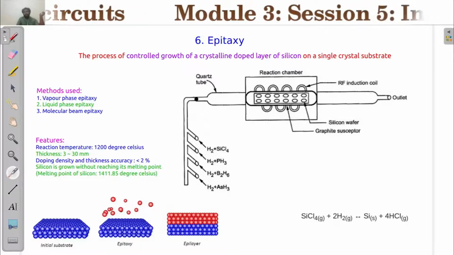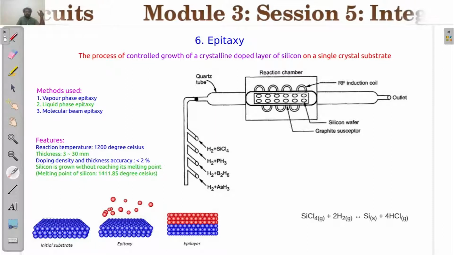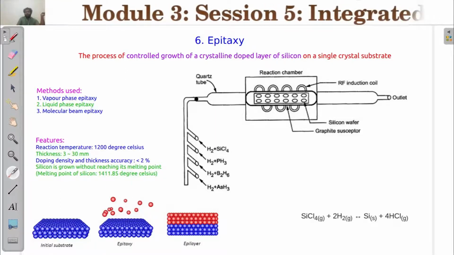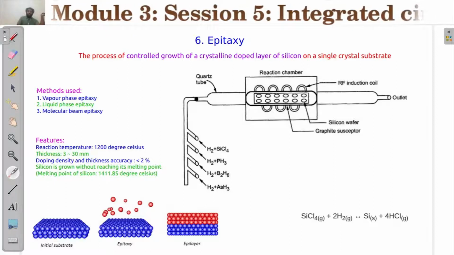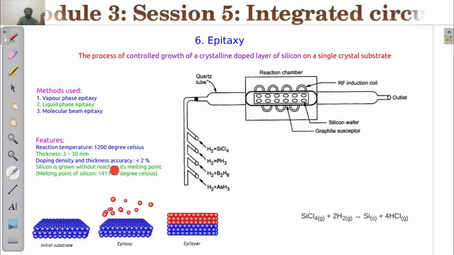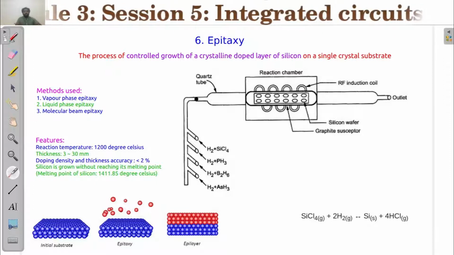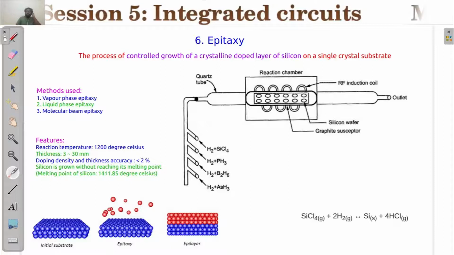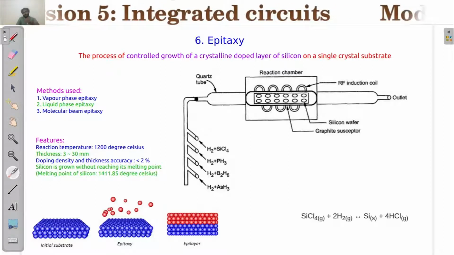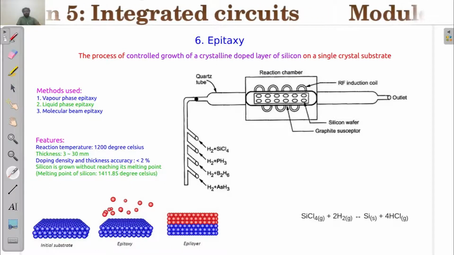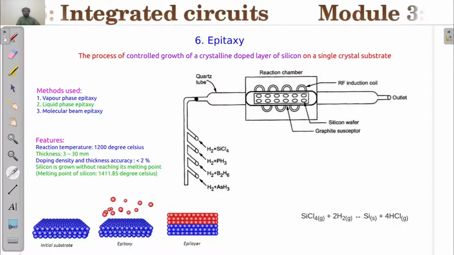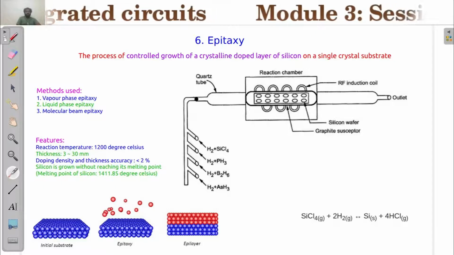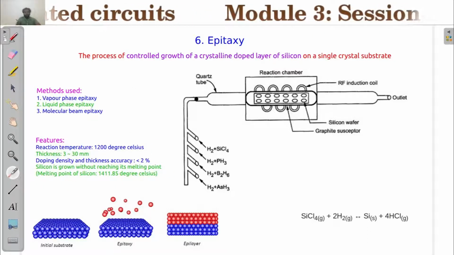In the case of the Czochralski process and others, we had a higher temperature, higher than the melting point of silicon. The reaction furnace had a temperature higher than the melting point of silicon. Here the temperature is lower than the melting point, so it is essentially a solid. The thickness of the layer that is grown will be around 3 to 30 millimeter, with doping density and thickness accuracy of less than 2%. So these are the features of epitaxial growth.